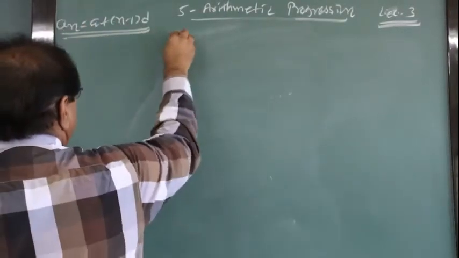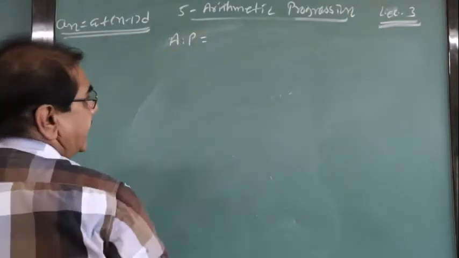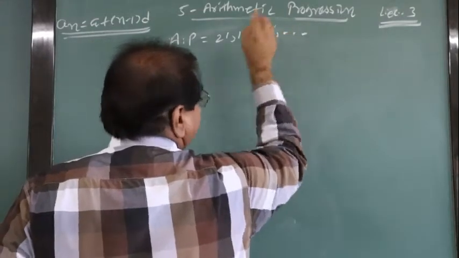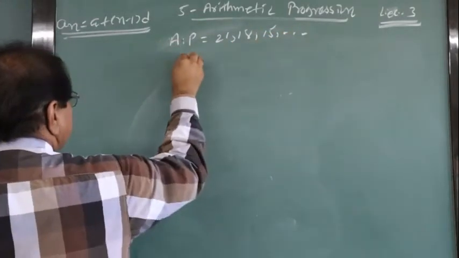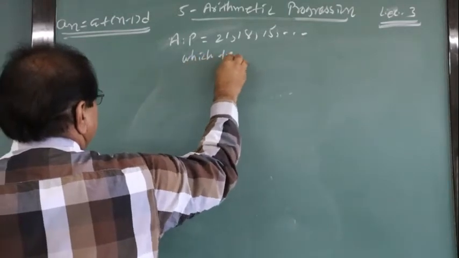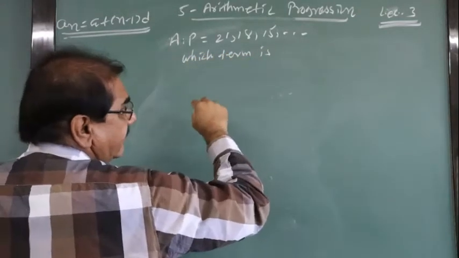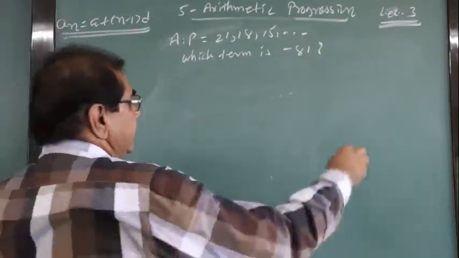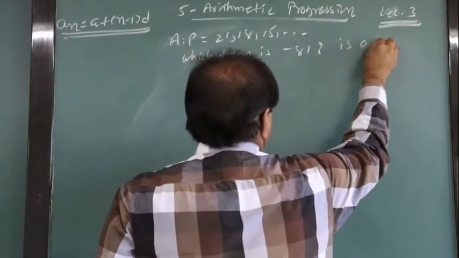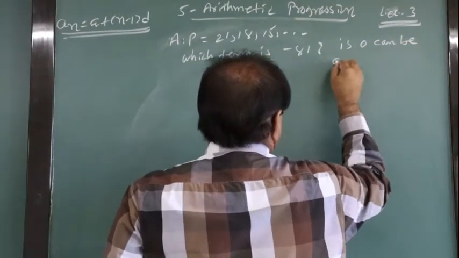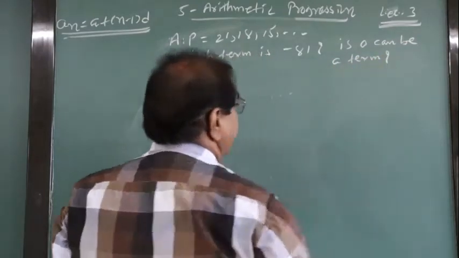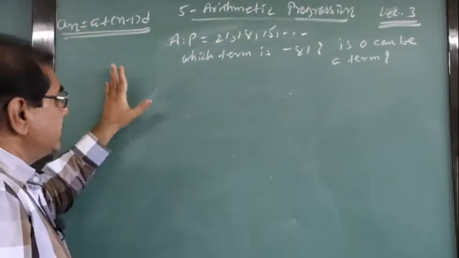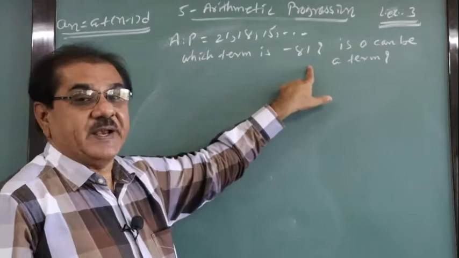You are given one AP that is 21, 18, 15 and so on. So you have to say which term will be minus 81 for this AP. And the second question is, can 0 be a term of the same AP? These two questions we want to solve with this AP. Now the question is, which term of this AP is minus 81?